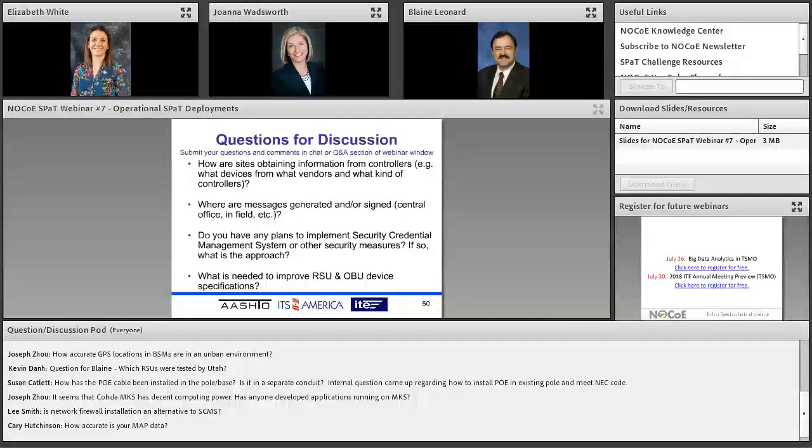So the other question was, where are messages generated or signed? Is it from the central office or in field? So in our case, the messages are generated on our Linux board in the cabinet or on the bus. But the signed piece of this question refers to, I think, security certificates, and we haven't done that yet. And so they're not signed at all so far.